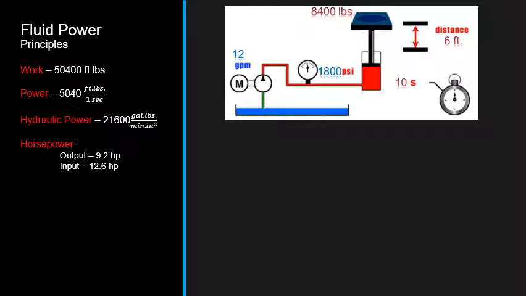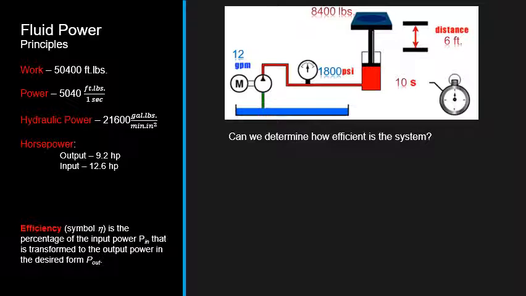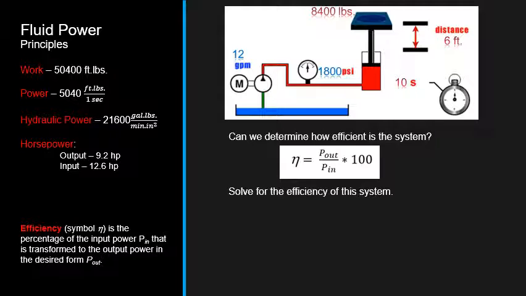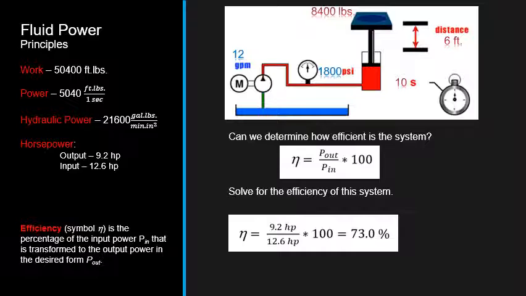So we've converted both the input and output power to comparable units. They're both in horsepower. We need to figure out the efficiency of the system. So in order to figure out the efficiency, we use the Greek letter eta to symbolize efficiency, and we compare the power out to the power in and multiply it by 100% to make it a percentage. So in this case, our efficiency is 9.2 horsepower output over 12.6 horsepower input times 100%, which is 73% efficient for this system.